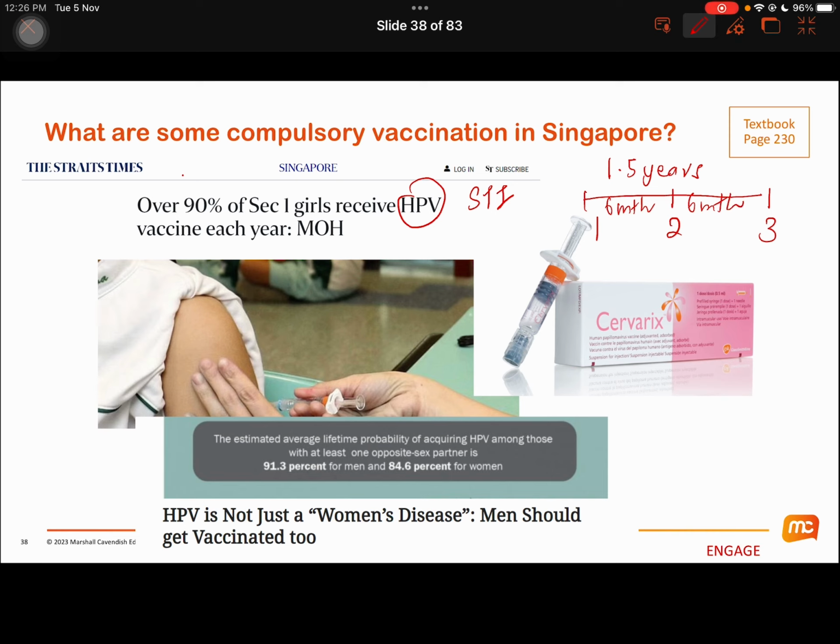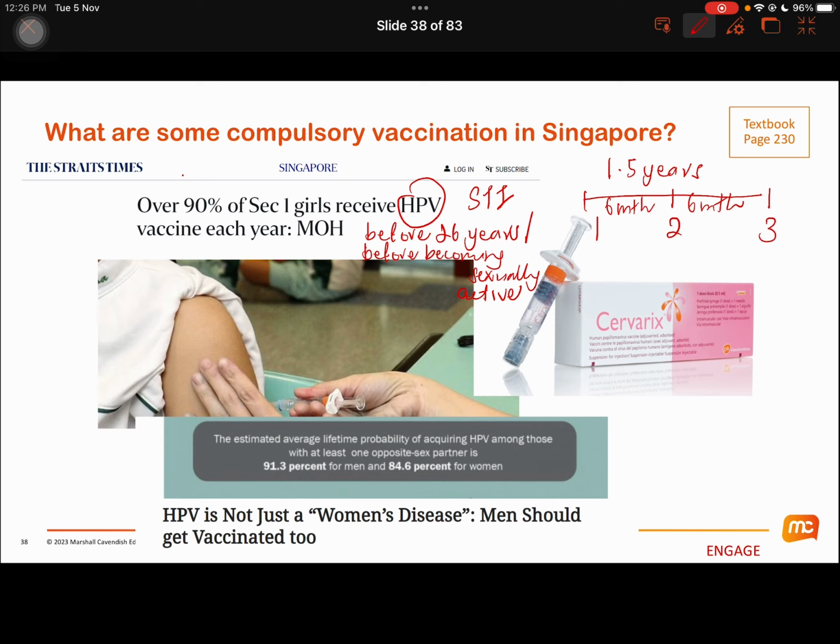So it is recommended to receive the jab before 26 years old, or before becoming sexually active. Then you may ask me, ma'am, how about us boys?